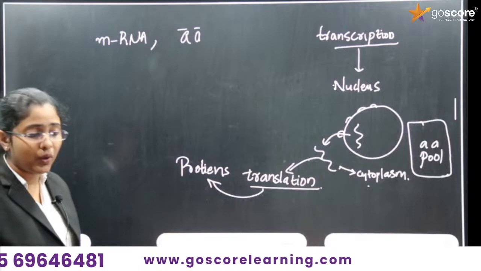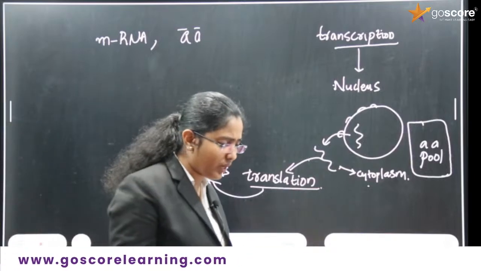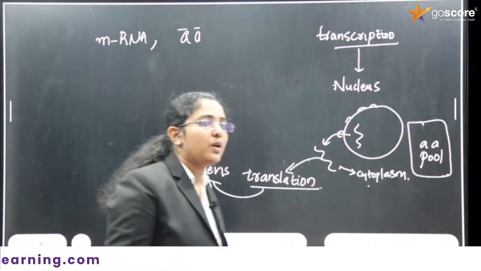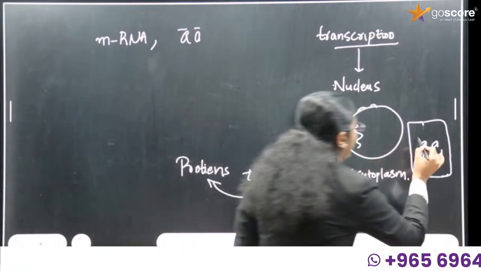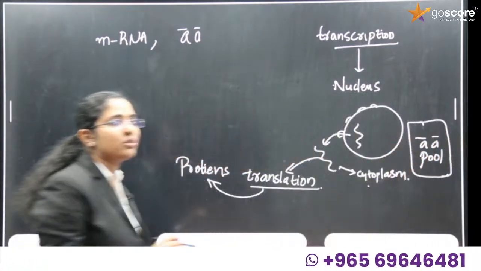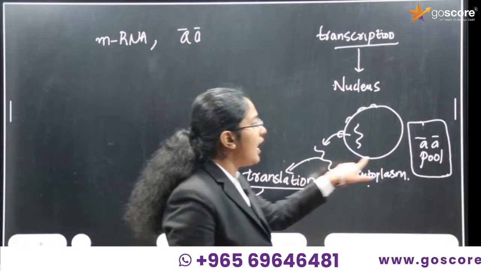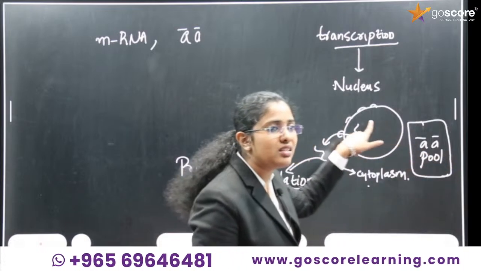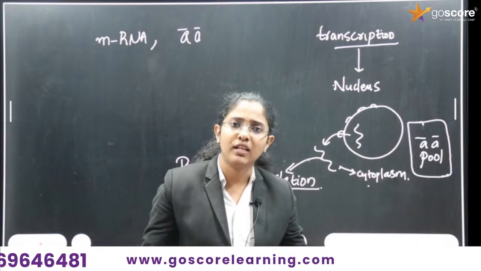Inside this amino acid pool, there are many different types of amino acids. How many amino acids have we studied? 21 amino acids, right? So these 21 amino acids will be present in the amino acid pool inside the cytoplasm. So the second requirement is ready. The mRNA is present here, and the amino acid is present in the amino acid pool. This amino acid has to reach the site of mRNA. Who will take this amino acid to the mRNA?